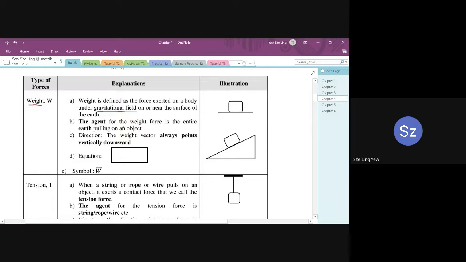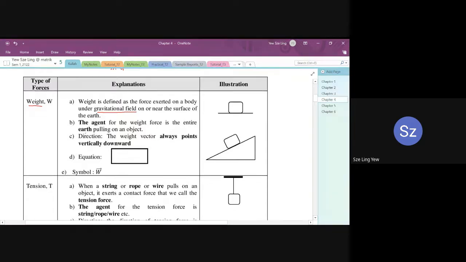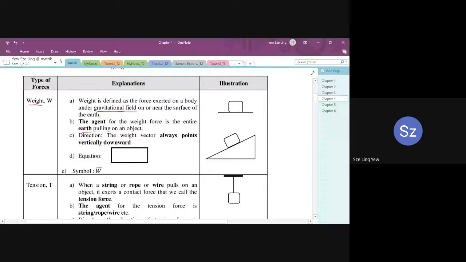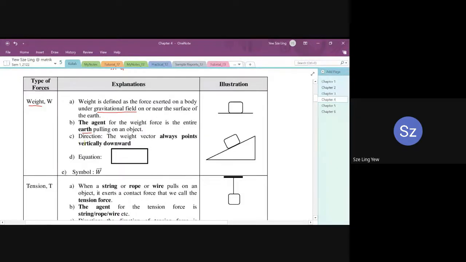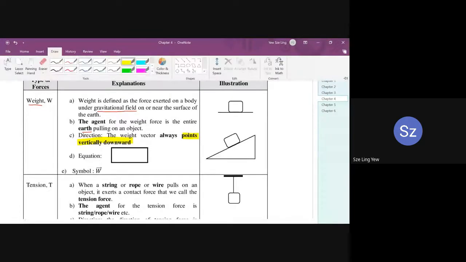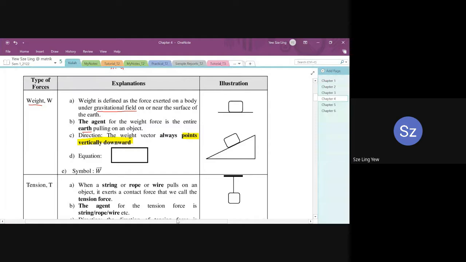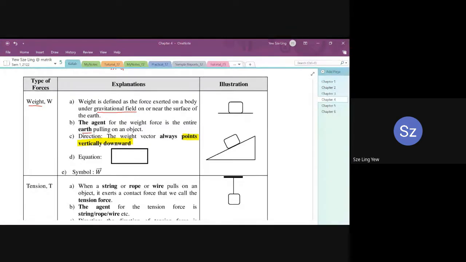So the agent for weight is the entire earth that is pulling on the object, which is your gravitational pull. The direction of the weight is always pointing downwards. So this is very important. It doesn't matter where your object is, what it looks like, or how you place it on the surface, it is always downwards. The force is always pointing downwards.